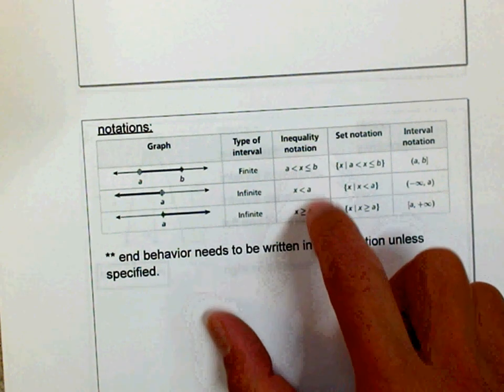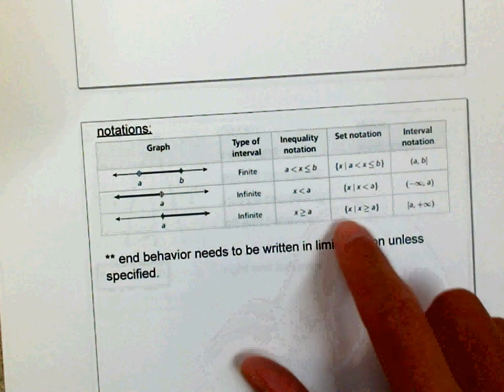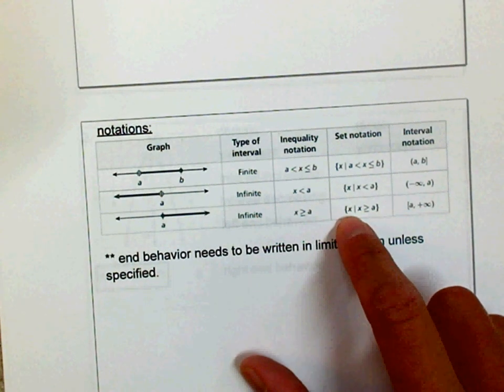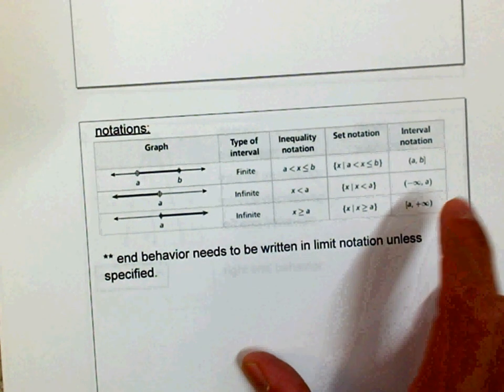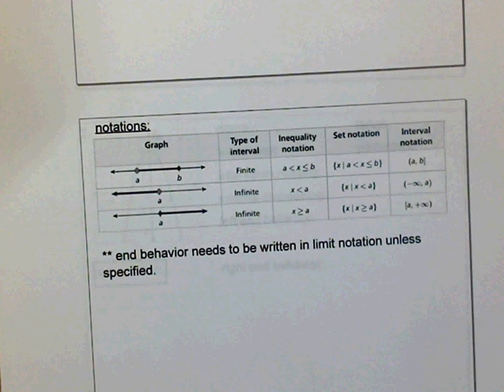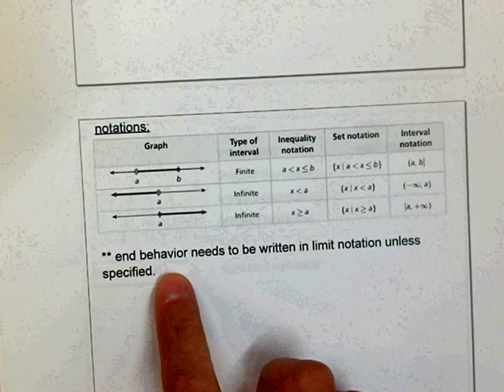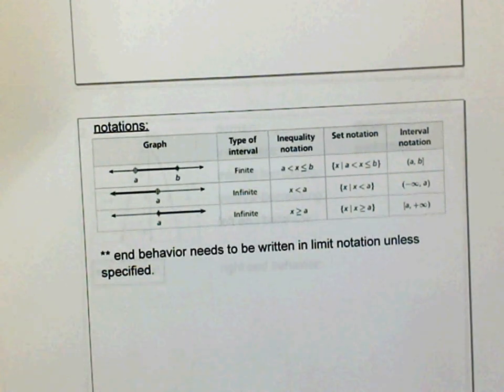This is an inequality notation. This is a set notation. Notice how it writes. And remember how this says x such that x is greater than or equal to a. And here's an interval notation. This is the one I prefer, but I want you to make sure you recognize all the different kinds. For end behavior, I like you guys to write it in limit notations unless it's specified. So you will see how I have it written a certain way, and then I'll say, hey, I want this in limit notations. So just be aware of the different ways to write it.